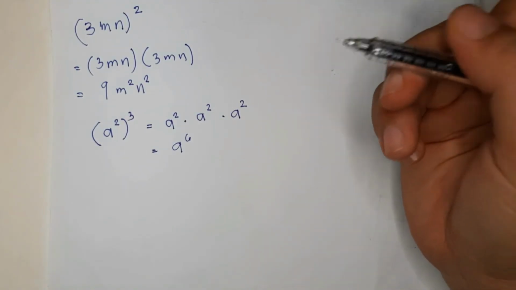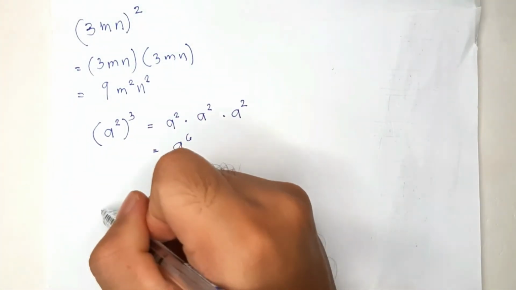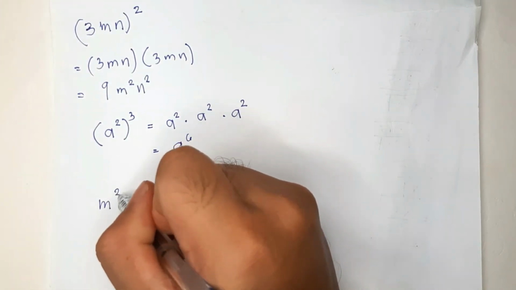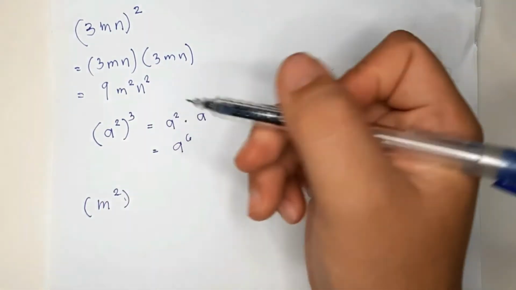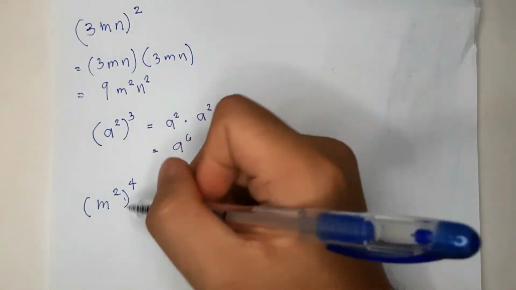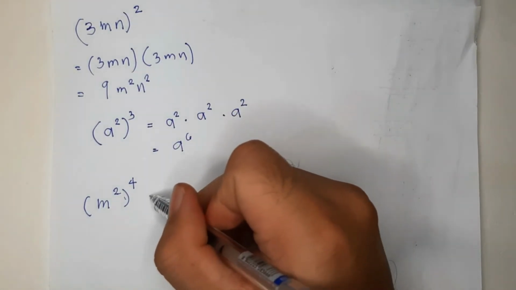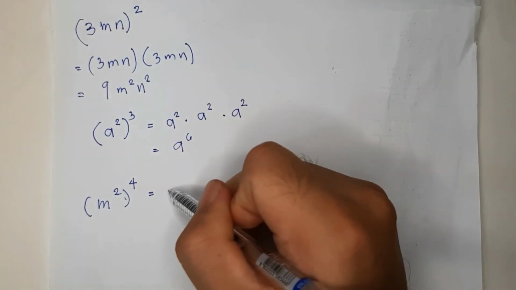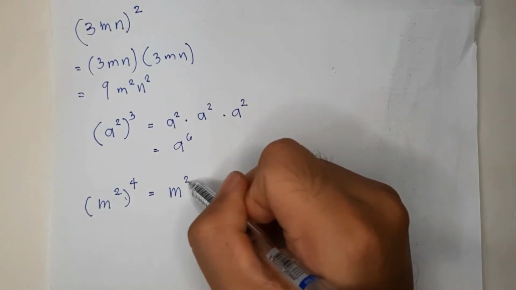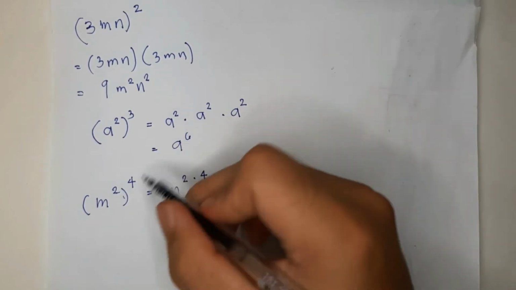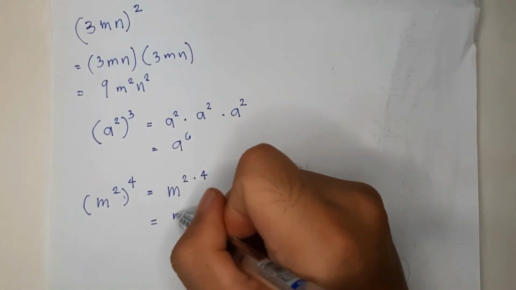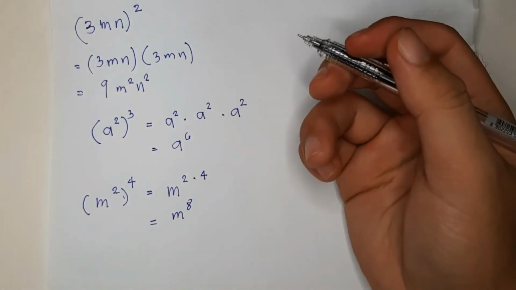Let's have some example. We have m squared, the quantity of m squared raised to the 4th power. What do you think is the answer? The answer is m squared times 4, which is m to the 8th power.